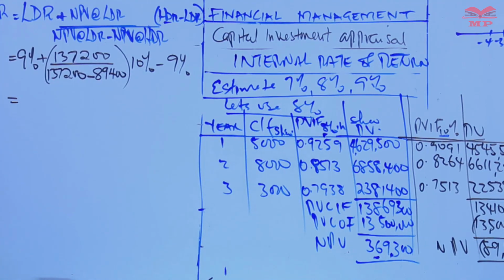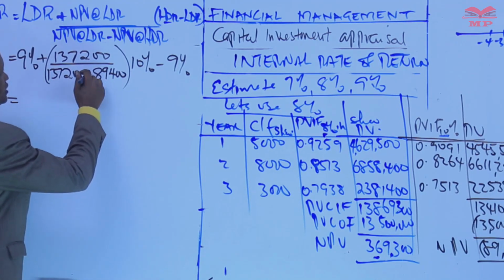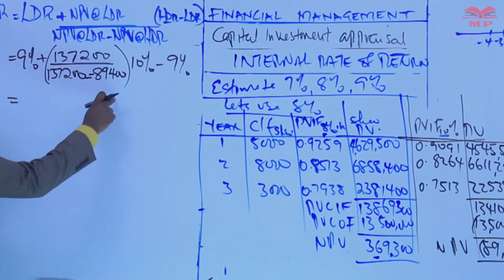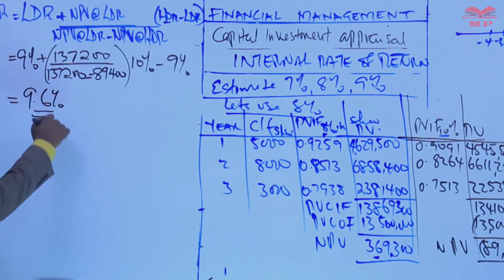Two minuses: this is negative, negative. So always, candidates, just add, because negative, negative gives you a positive. The denominator, you add the two values. So the IRR according to Gilbert is 9.6%.